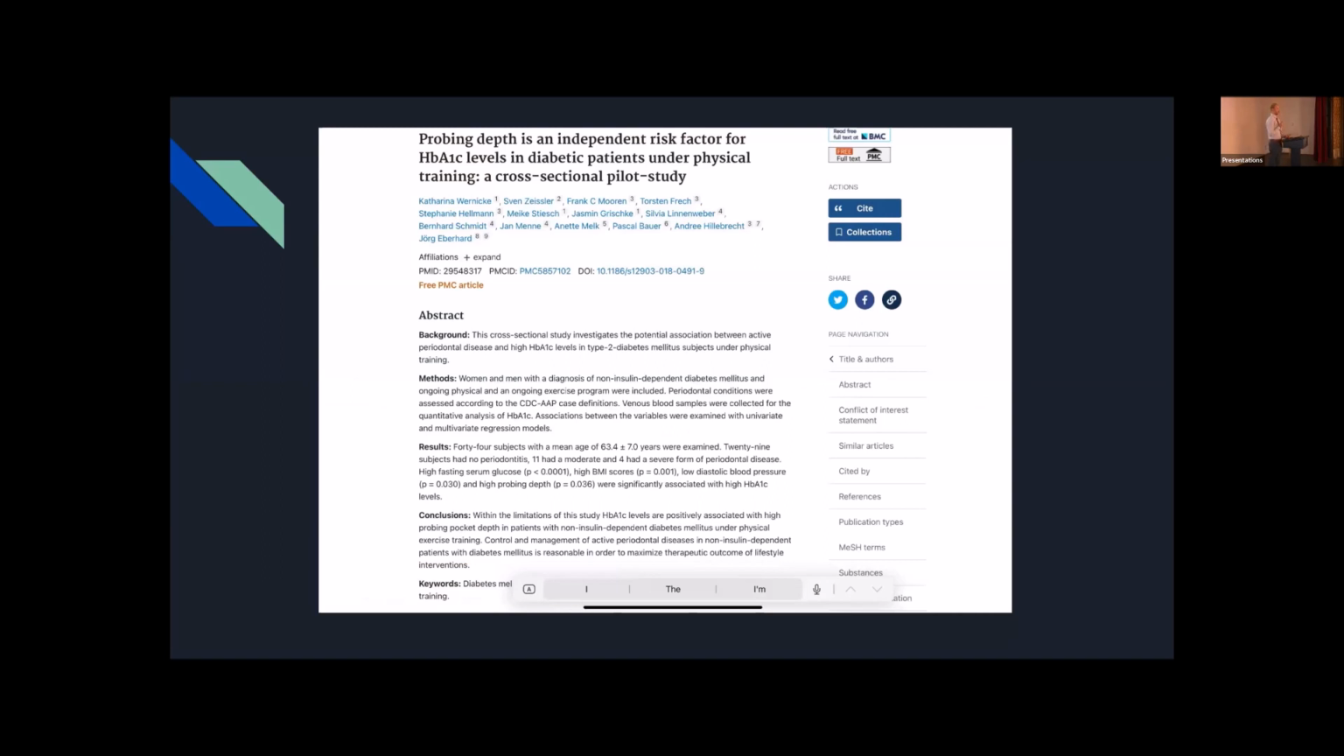So our group started off by doing a literature review to see what studies have been done in the past and if we could learn anything from them. This was just one of them that we found, where they did a study and found that HbA1c levels are positively associated with high probing pocket depths in patients with non-insulin dependent diabetes. Next slide, please.